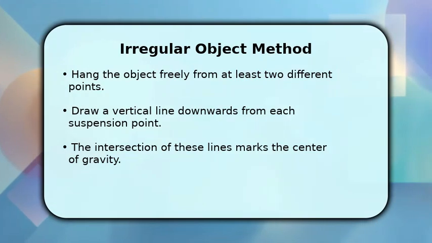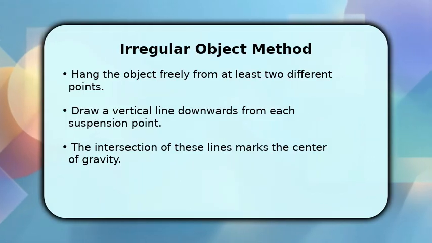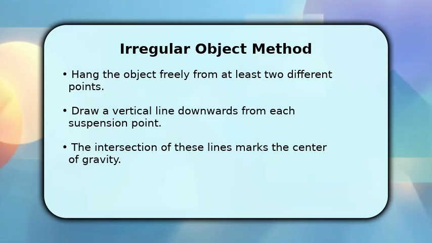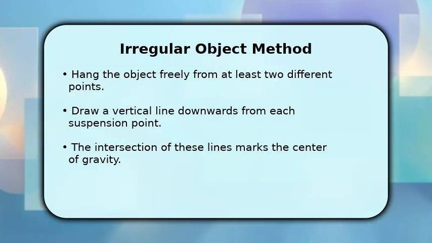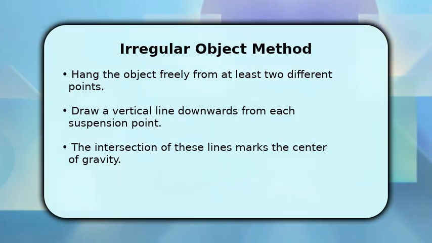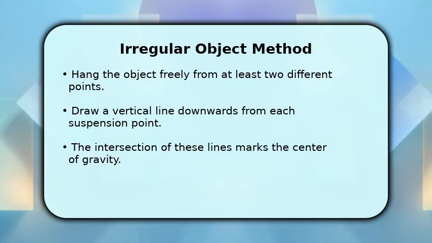For irregularly shaped, flat objects, a simple experimental method works well. First, suspend the object from any point, allowing it to hang freely. Then, use a plumb bob to draw a vertical line directly downwards from the suspension point. Repeat this process by suspending the object from a different point and drawing a second vertical line. The exact spot where these two lines intersect is the object's center of gravity.